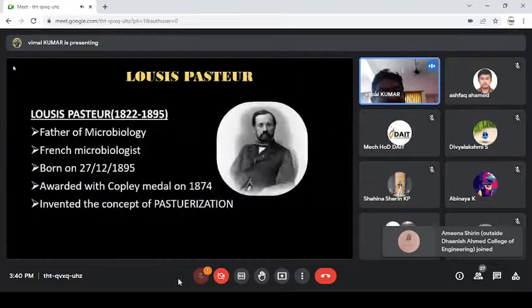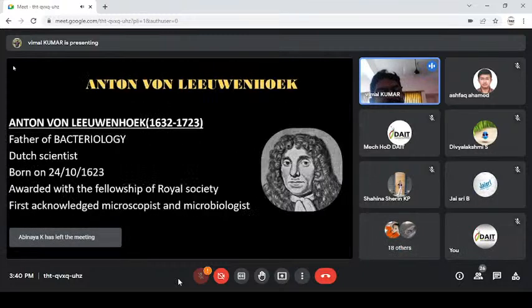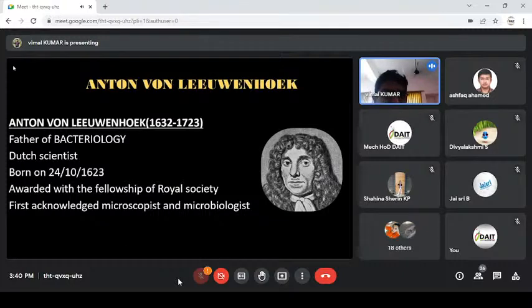Previously, we had seen the bacteriologist who is a German microbiologist. He is a Dutch scientist, so you should know all these persons. That is why I have given you the figure, his image, because on this auspicious day we are supposed to know who all the famous personalities are. He was awarded the Fellowship of the Royal Society and was the first acknowledged microbiologist in Dutch.